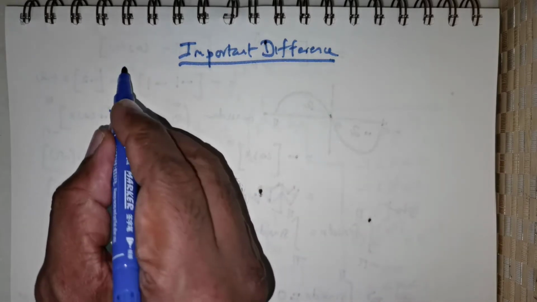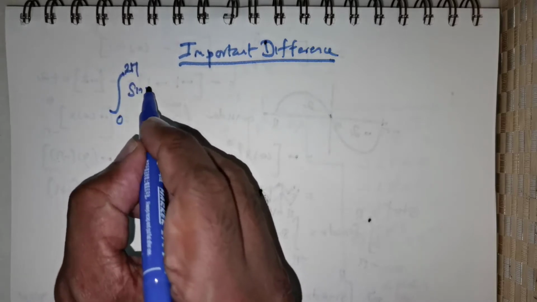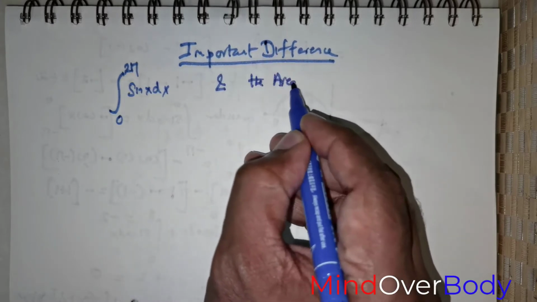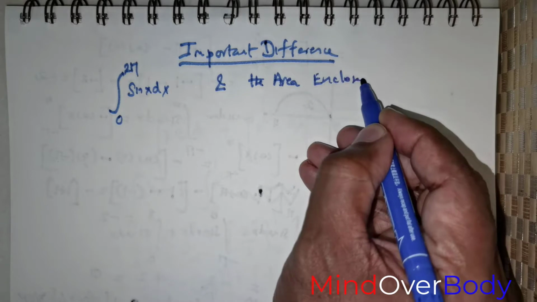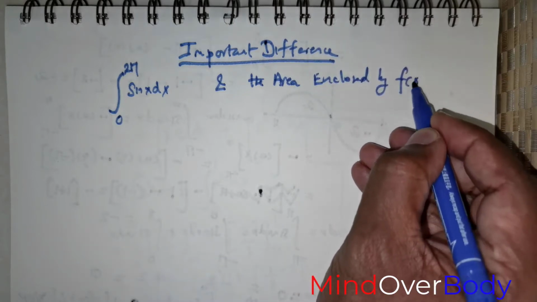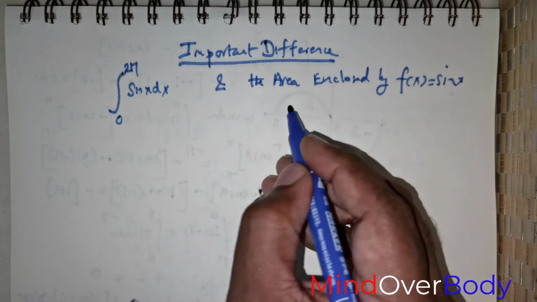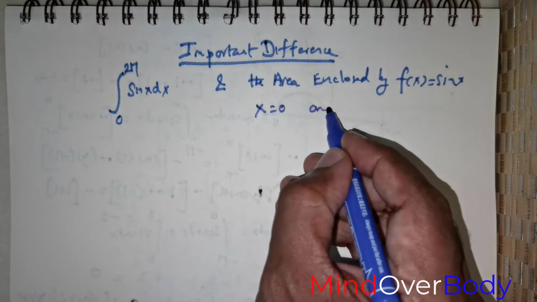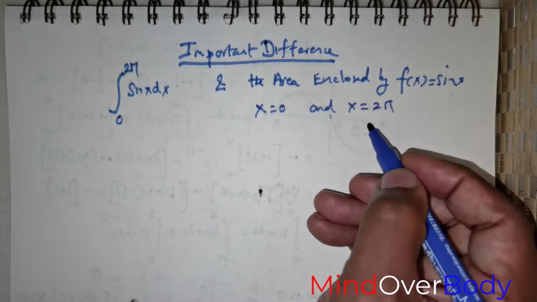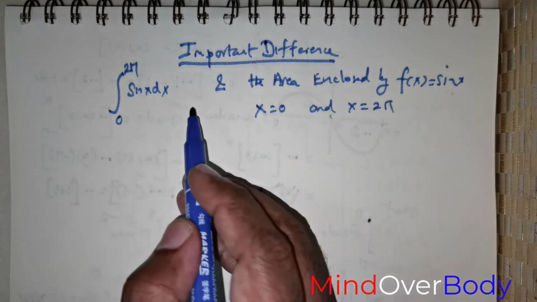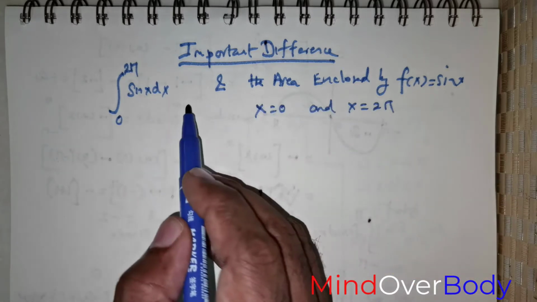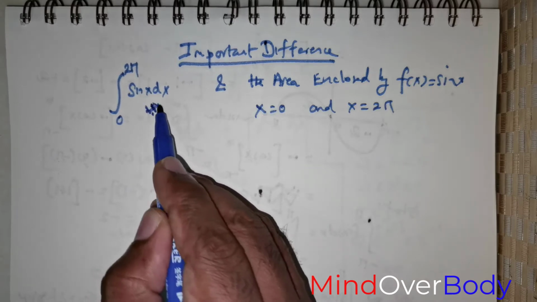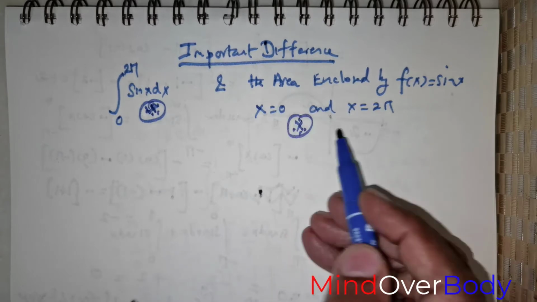In this particular lecture we will start off by discussing a very important difference, that is the difference between the integral from 0 to 2 pi of sin x dx and the area enclosed by f of x is equal to sin x between x is equal to 0 and x is equal to 2 pi. So we need to know the difference between this quantity which we see here and between this which we see here.